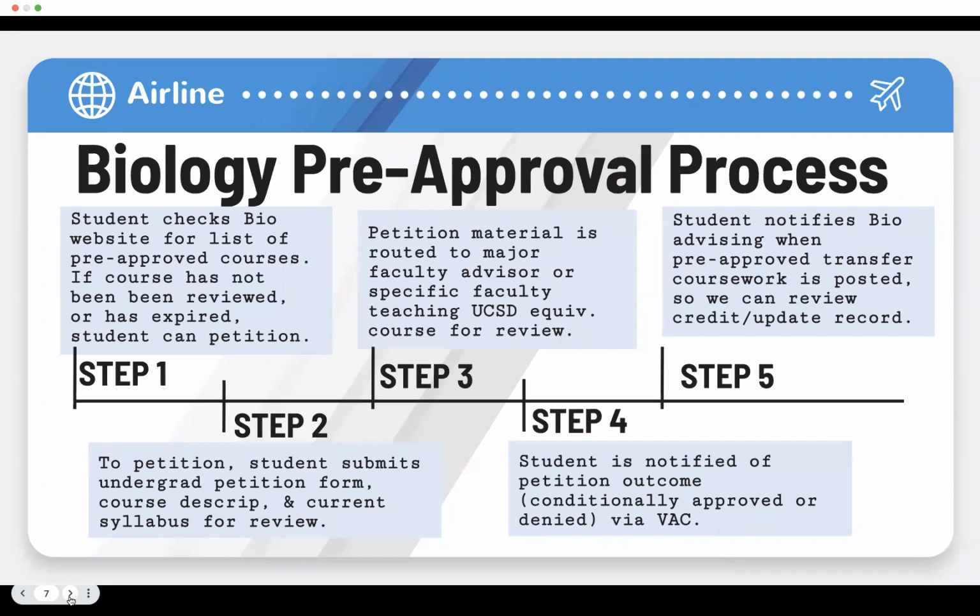Now, the student hasn't actually taken the course yet for this pre-approval process. So we let them know the course has been conditionally approved, or denied. If the student ends up taking that course, we tell them to notify us once their final grade is posted for that course, so we can make sure that the course title and number match and they meet other criteria, which I'll go over on the next slide. And if everything matches up, then we would update their record.